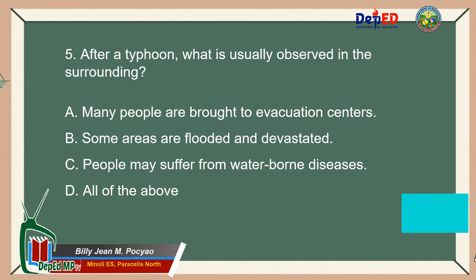Number 5. After a typhoon, what is usually observed in the surrounding? Letter A, many people are brought to evacuation centers. Letter B, some areas are flooded and devastated. Letter C, people may suffer from waterborne diseases. Letter D, all of the above.